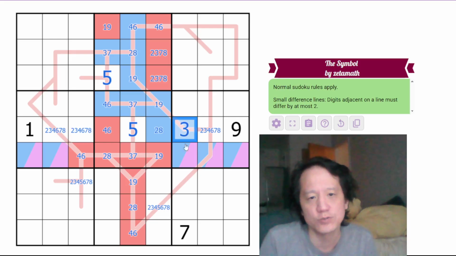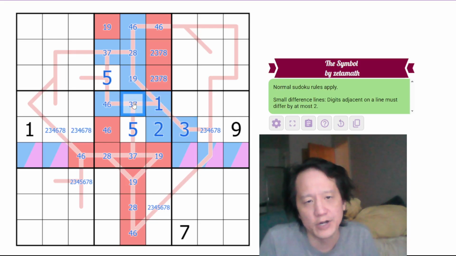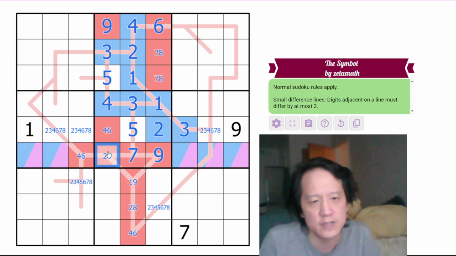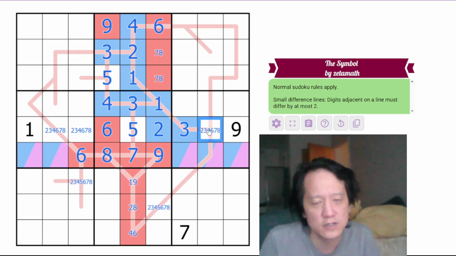Therefore, this is 3, this is 2, 1, 3, 4, 1, 2, 4, 6. This is 9, this is 3. This is a 7, 8 pair. That forces us to be 9, 7, 8, 6, 6. This can't be 2, 3. It cannot be 6, 7, or 8. So this is a 4 and is low.